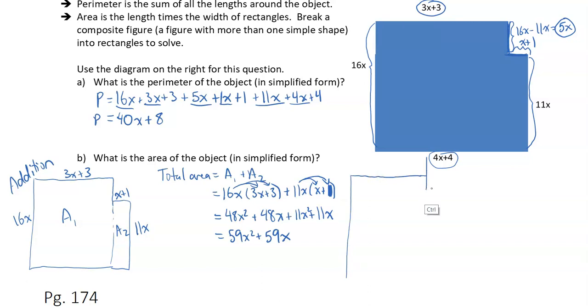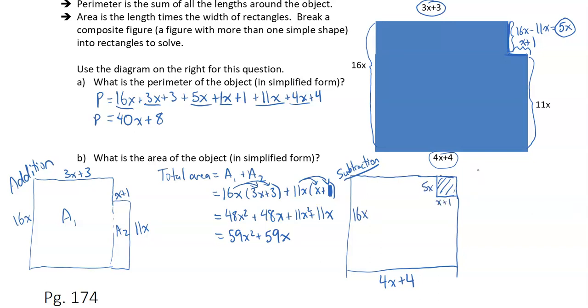Here is the shape again. In this case, I'm going to draw it all the way around, and then we are going to subtract this corner from it. So the subtraction method is a matter of saying, okay, I know my entire width of this whole shape was 4x plus 4, and I know my entire height of this whole shape was 16x, and then I knew this was 5x up here, and this was x plus 1.